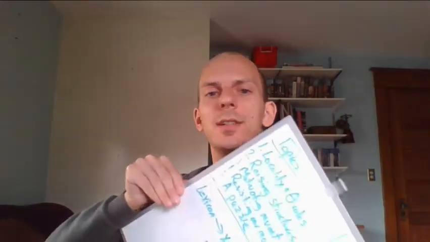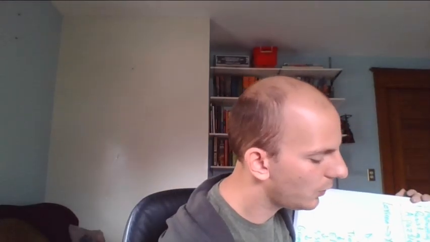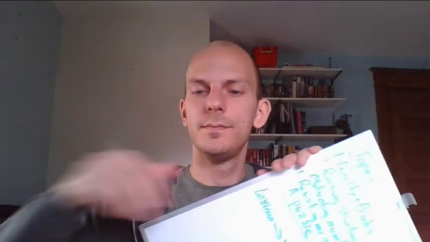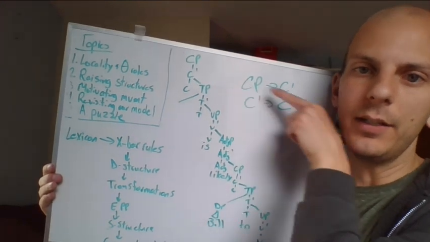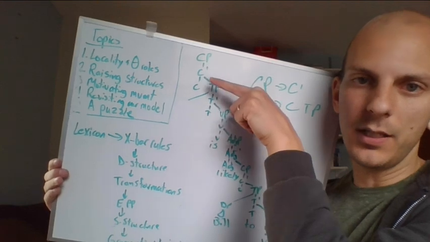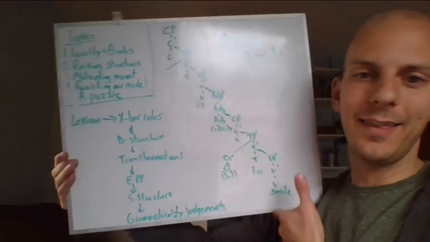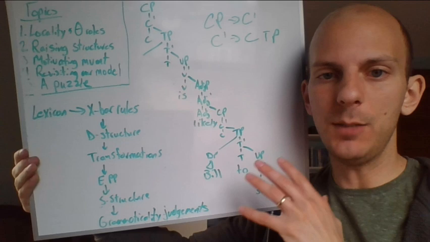As far as what our rules look like, remember way back in the day when we had rules that looked like this. Remember, our rules were like this. CP goes to C bar goes to CTP. So once we generate our rules, CP goes to C bar goes to CTP, etc., we get this structure, the deep structure.